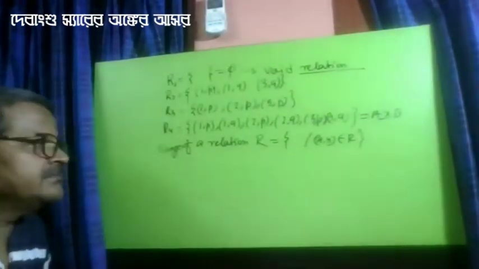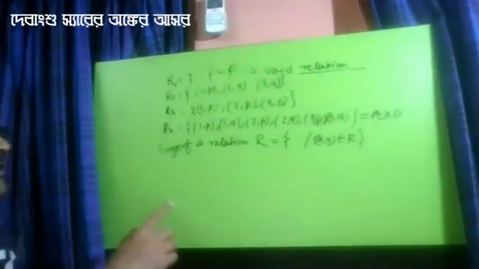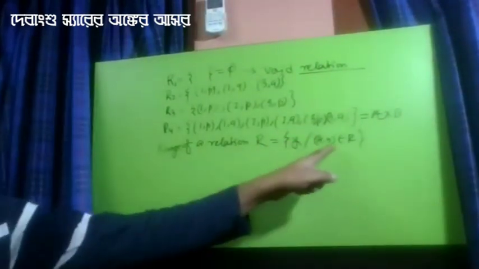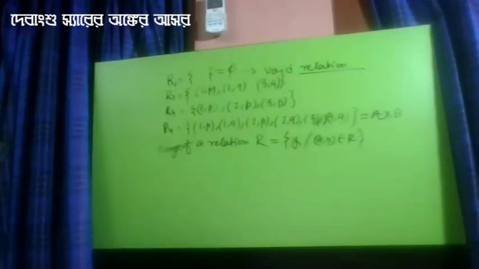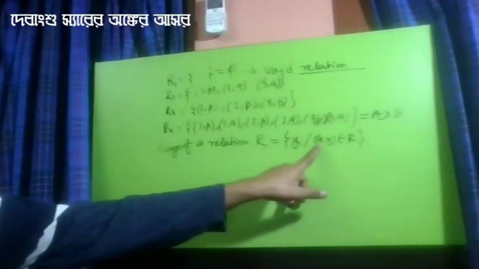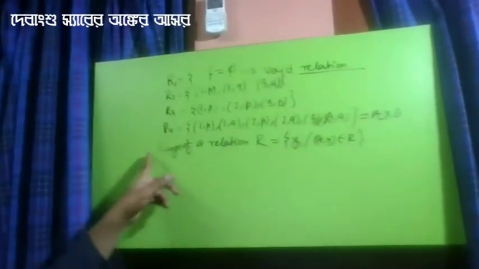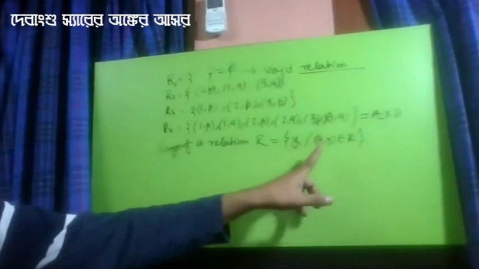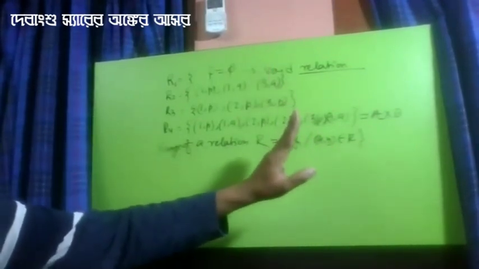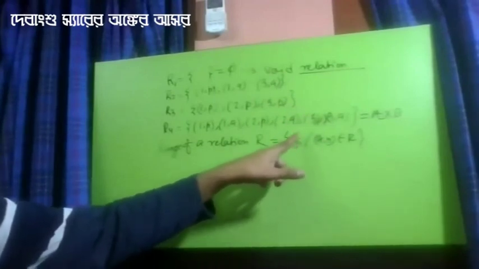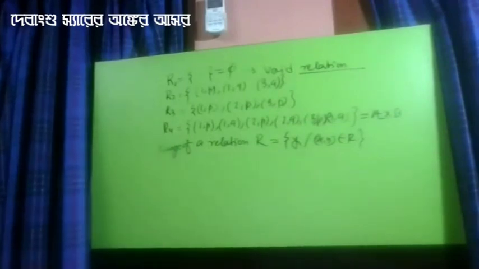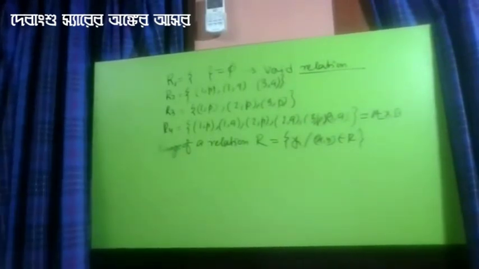After domain, comes range. Range of a relation R is the set of elements Y such that XY belongs to R. In case of domain, we consider the first element of the ordered pair. In case of range, we'll take the second element of the ordered pair. And we know that the second element comes from set B. So all these elements are elements of B. So it will be a subset of B.